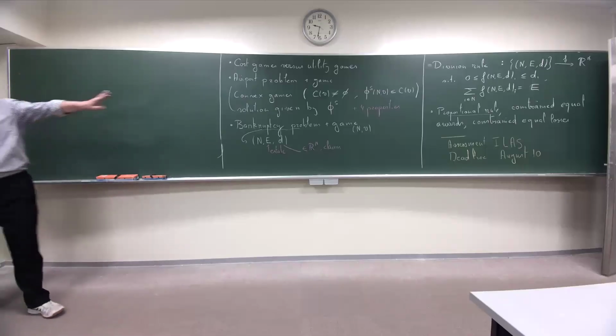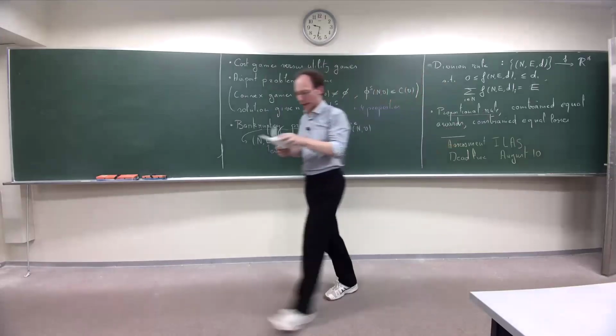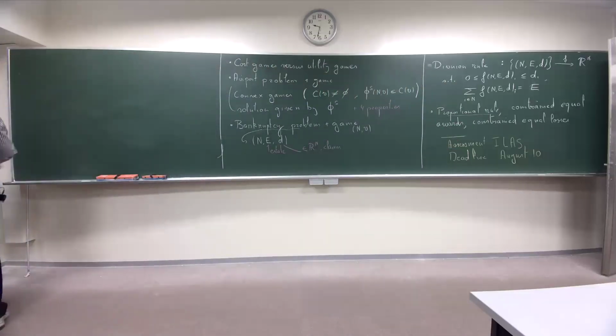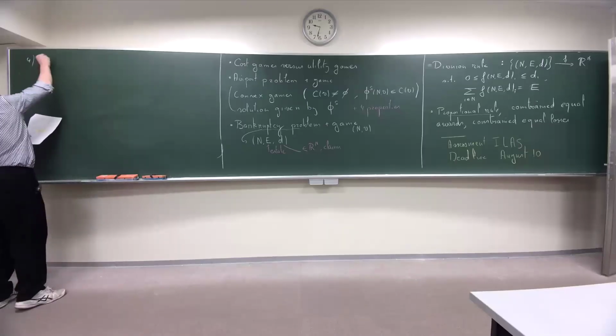Okay, so two additional division rules. Last week I didn't introduce them. One is, this is number 4 because we have already 3. One is called random arrival.